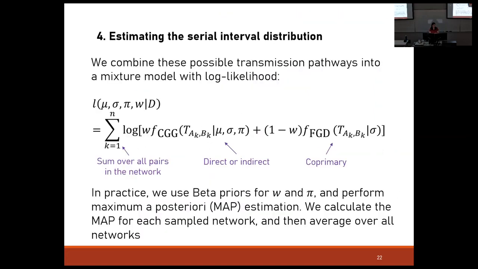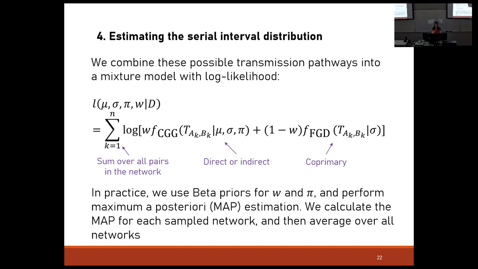So we end up with a log likelihood that looks a little bit something like this. As I say, we're going to consider these possible transmission pathways over each pair in our tree. So we have a sum out the front over every one of the pairs in our network or our tree. And then we have the proportion W that are of that compound geometric gamma type, and a proportion 1 minus W that are of the co-primary type.